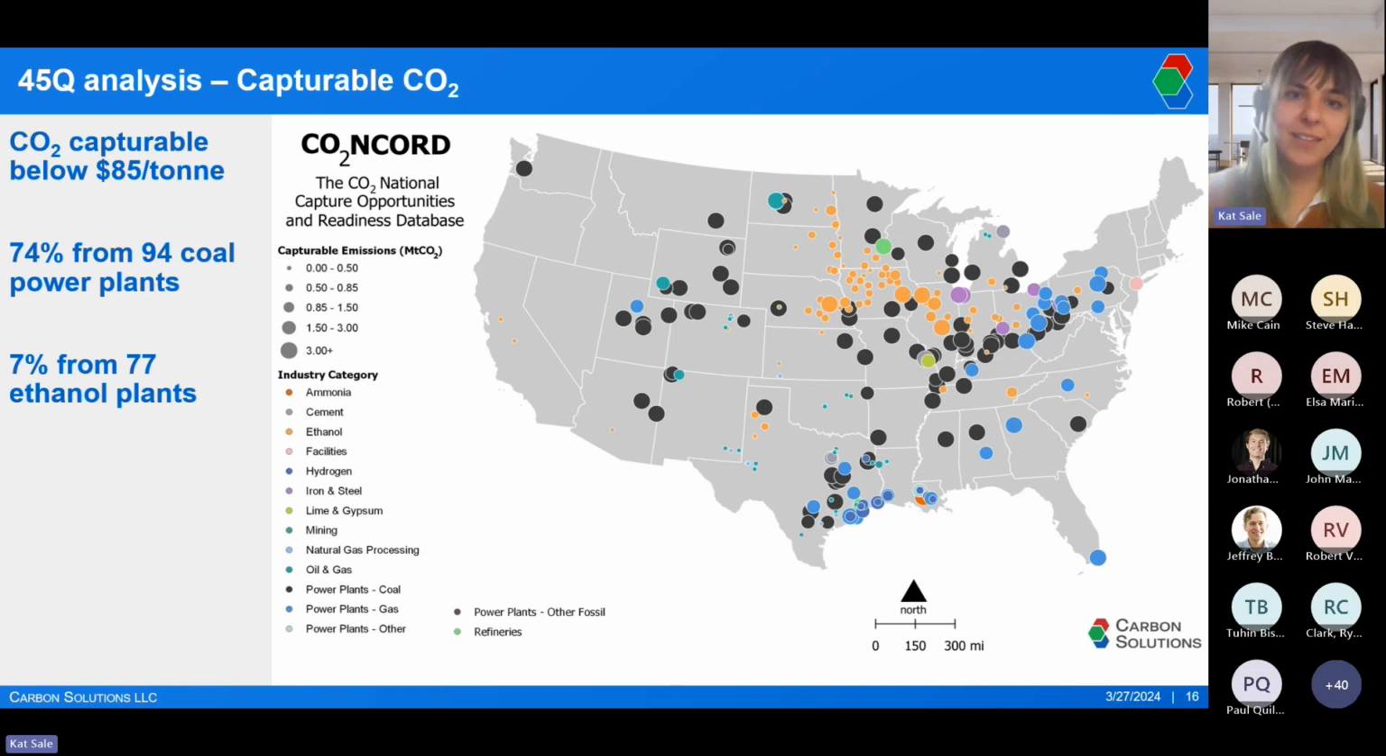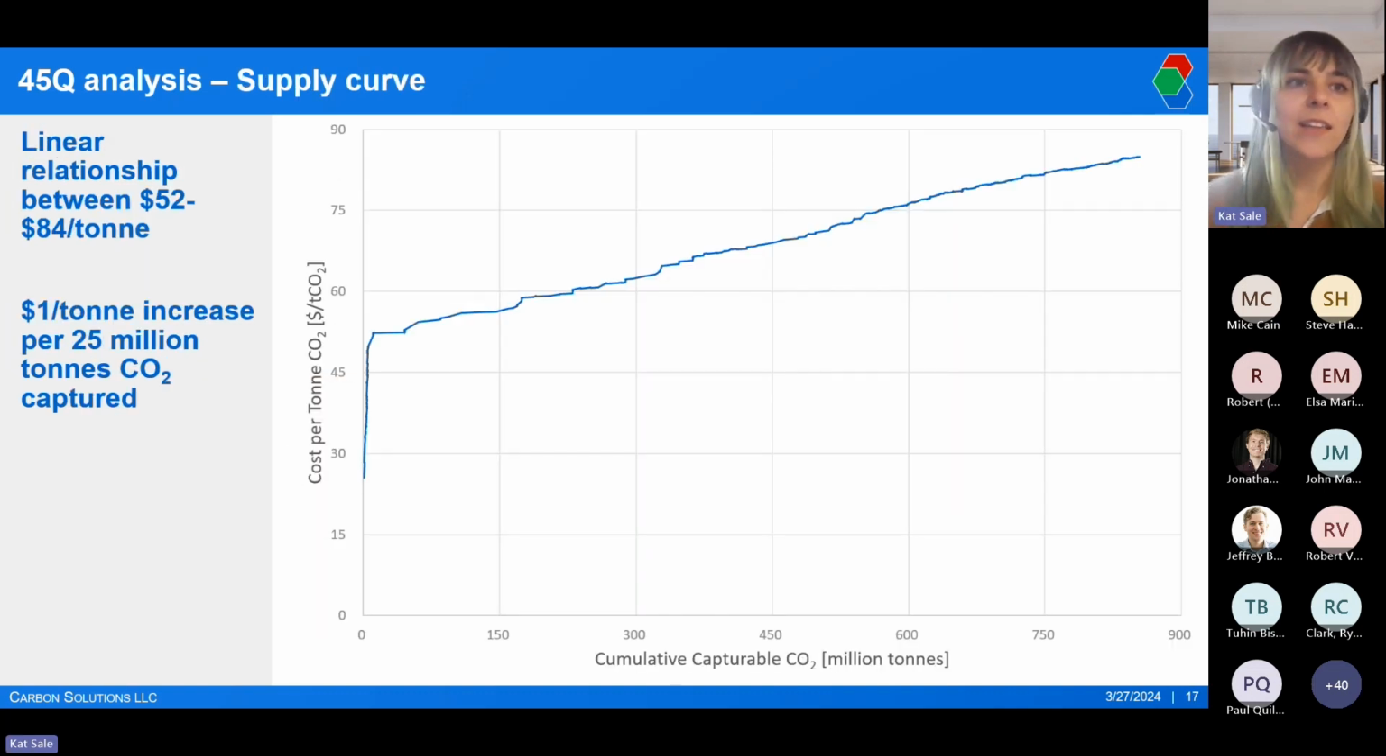And as we already discussed, those ones are going to be ethanol, oil and gas production, natural gas processing facilities. So now that we've looked at the capturable CO2 that qualifies for the 45Q tax credit, let's look at the supply curve here. So we see that there is a linear relationship when we look at any source that kind of qualifies for this. And generally, the sources cost between $52 to $84 per ton.